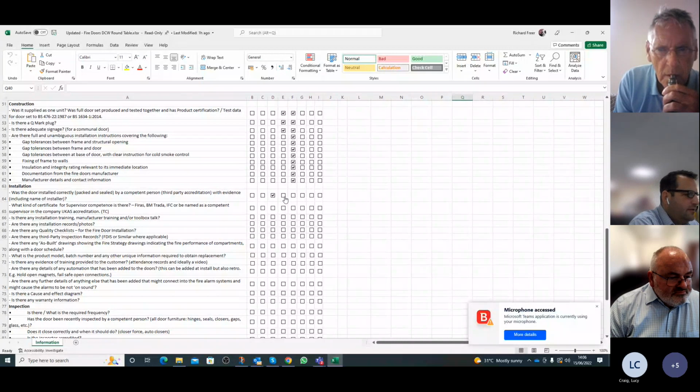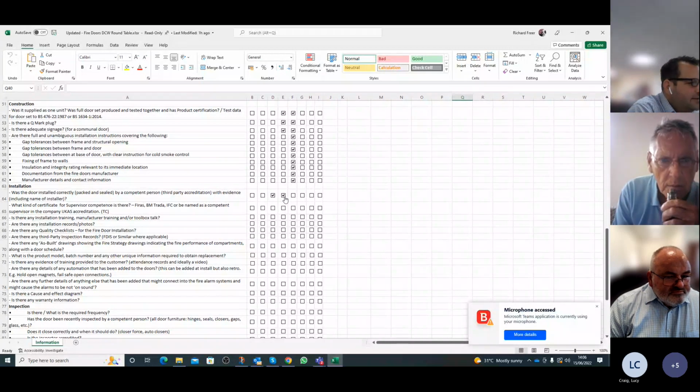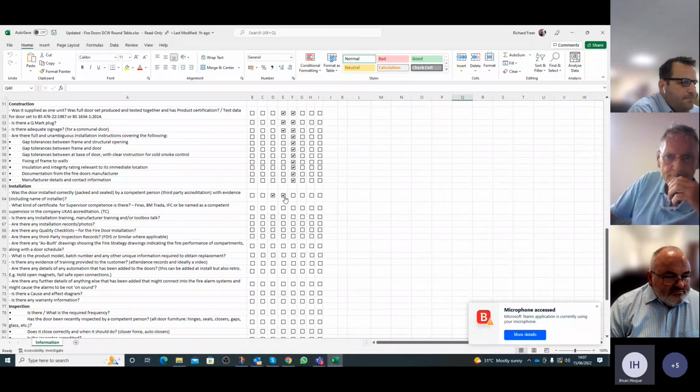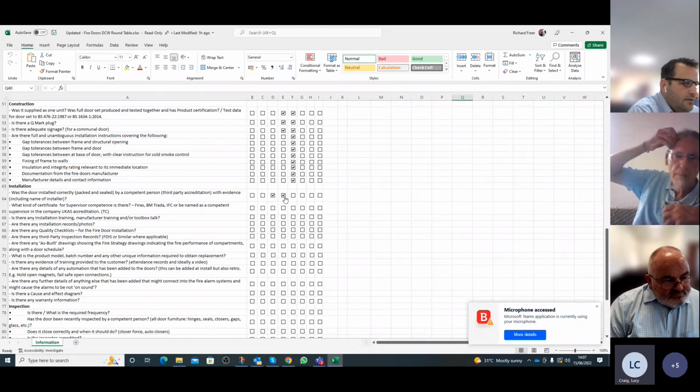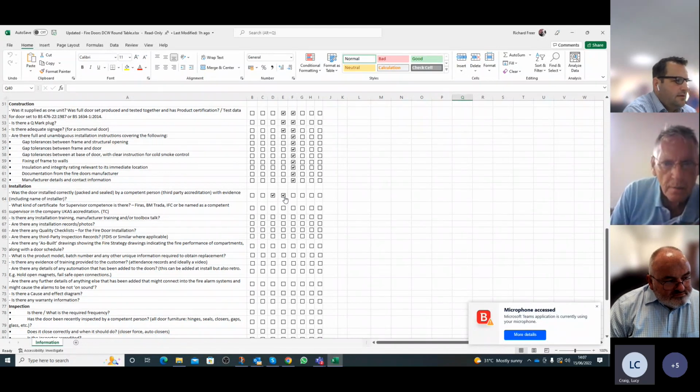But the problem here is that it's not legislation at the moment that somebody is accredited to fit a fire door. Would it be the installer who gives this information, that it was done by a competent person? Because the next question is about BM Trada, etc. It's a valid point, but ultimately, as a competent contractor, they should be asking for that. But it should be noted that it's not currently required. It's a massive loophole and something that needs closing pretty quickly, and I think everybody agrees.